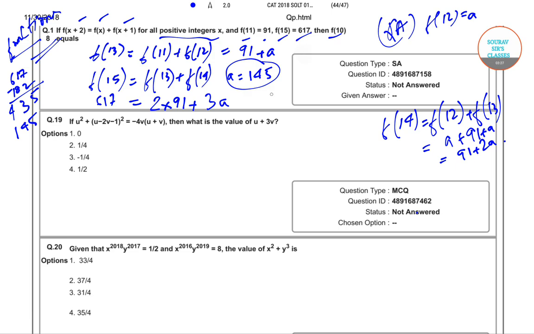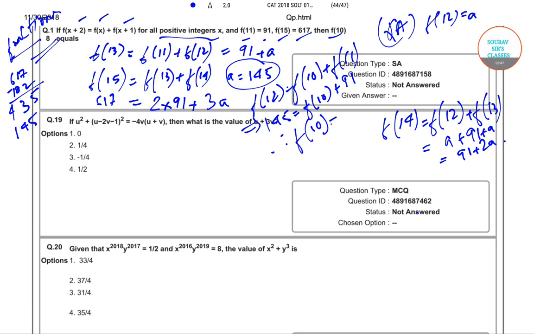Now f of 12 is equal to f of 10 plus f of 11. We have found that the value of f of 12 is 145, f of 10 we need to find out, and f of 11 is equal to 91. That implies f of 10 will be equal to 145 minus 91, which is 54. So f of 10 is equal to 54, which is the answer to this particular question.